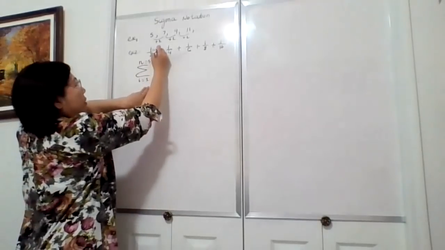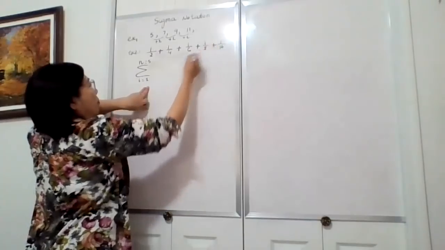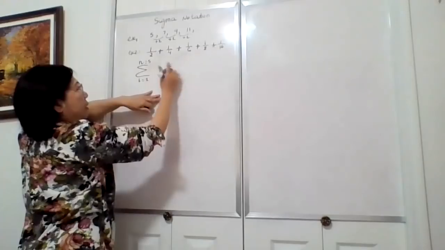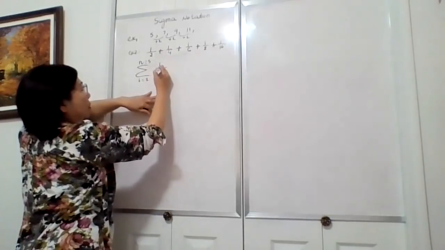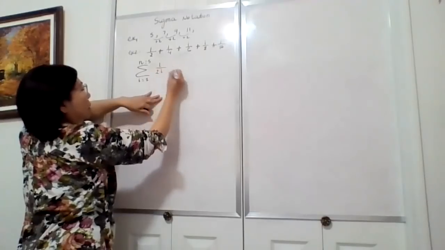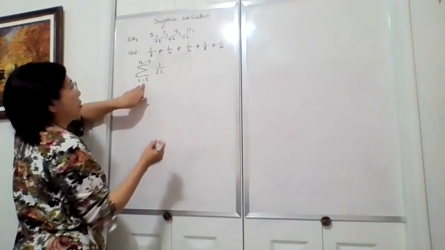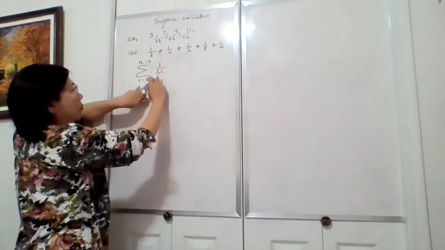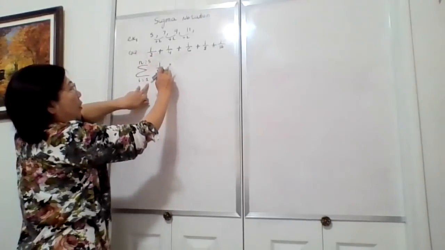Now, based on this series, we're going to write it in a way that we can find the pattern. This is a fraction, so I'm going to write 1 over 2i. Why do I write it like that? Because if i equals 1, then 2 times 1 is just 2, so you get the first term.